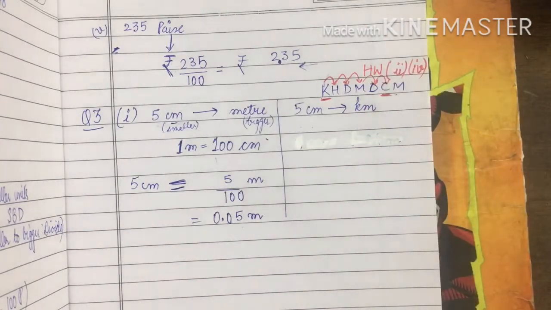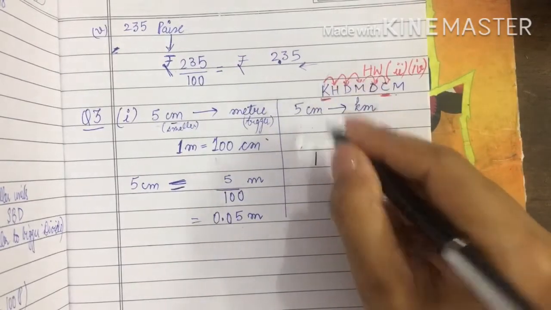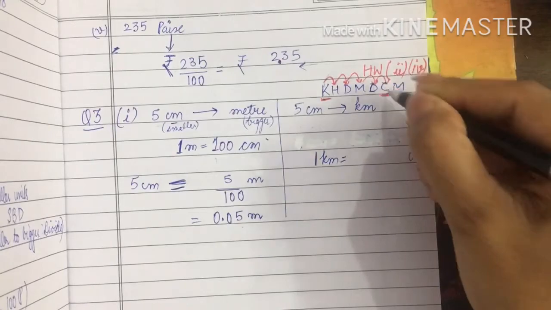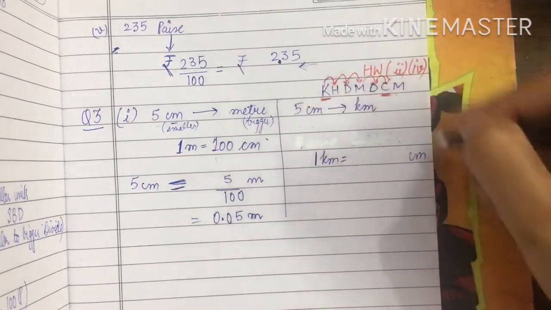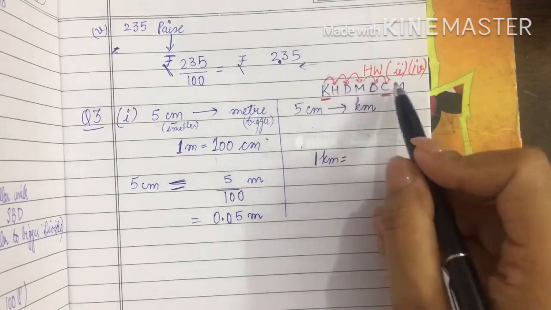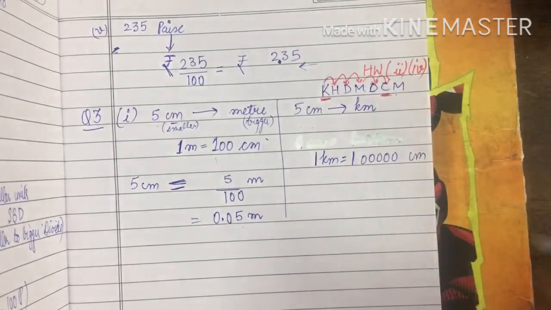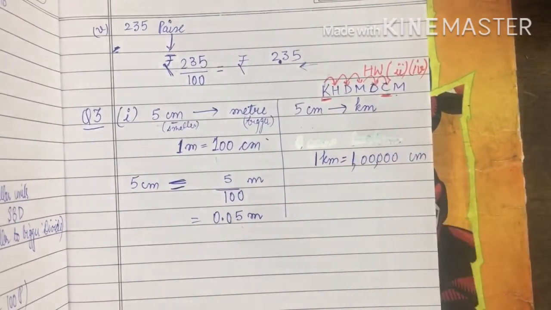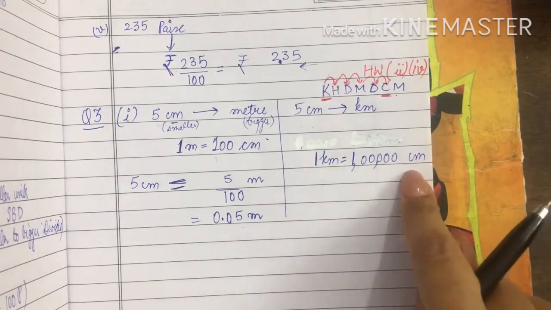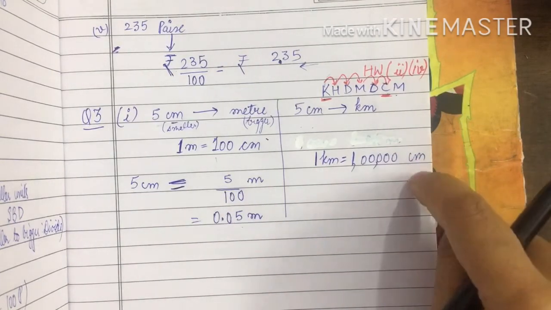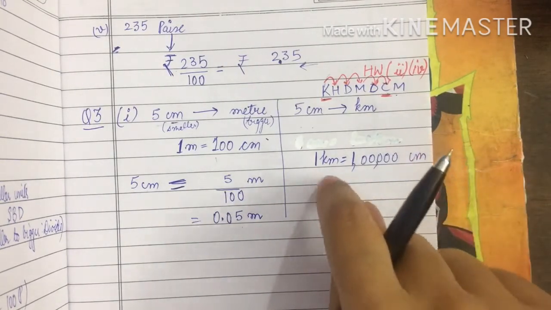So from here you will get that 1 kilometer, start from here, equals centimeters over here, kilometers here, centimeters here. And there were 5 jumps, so there will be 1, 2, 3, 4, 5 zeros. So this is equal to 1 lakh centimeters. This is one way of doing it. Once you know the relation between kilometers and centimeters, you can convert kilometers to centimeters, and you can convert centimeters to kilometers.